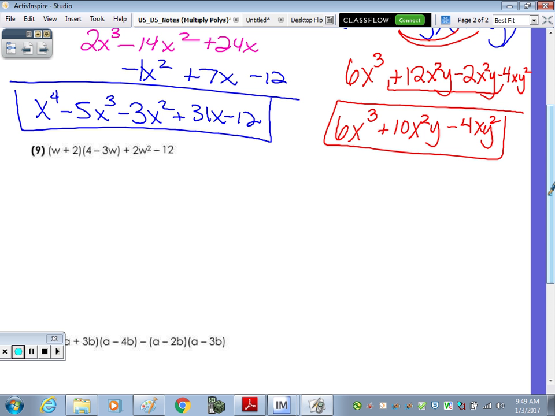So 9 is a little bit different. 9 has both multiplication and addition. So before you can add, and you can only add this to a like term, we got to see if we get a like term when we multiply. So go ahead and distribute. What's the product of those two binomials? So go ahead, you multiply on your paper. I'll do it up here on the board, and then we can compare. And then we'll see if we can add that 2w squared minus 12.